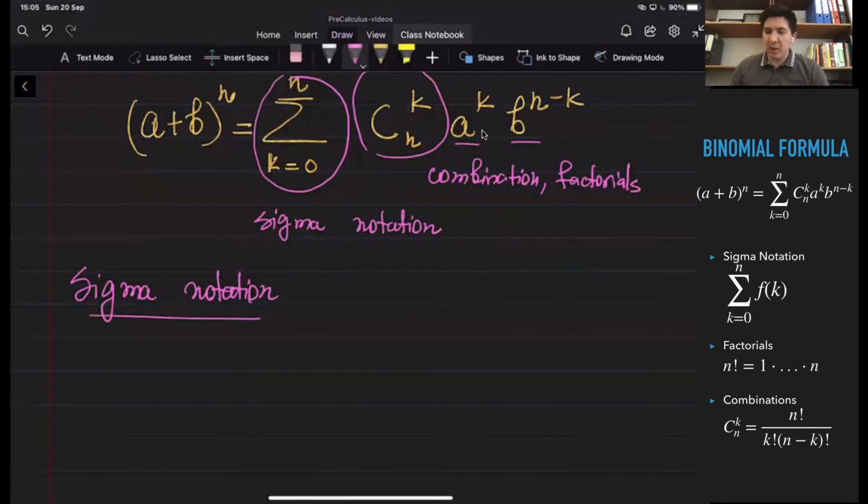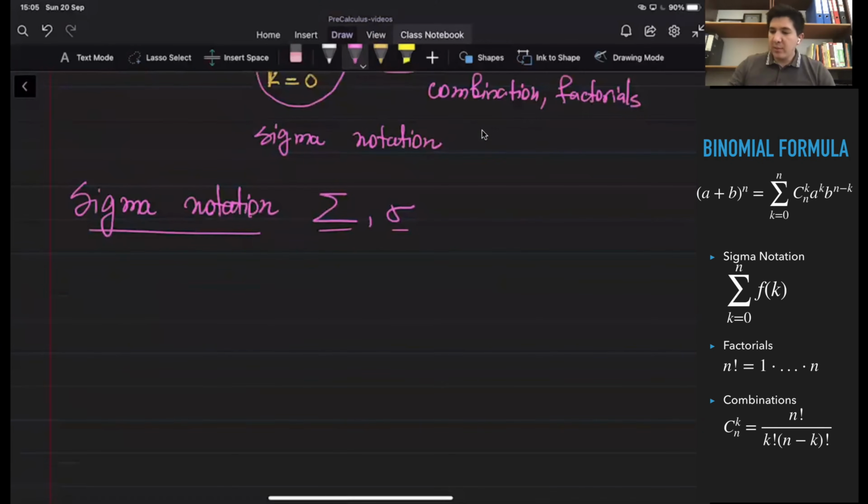This is called the sigma notation because this is the capital sigma from the Greek. This is the capital sigma, and this is the small sigma.